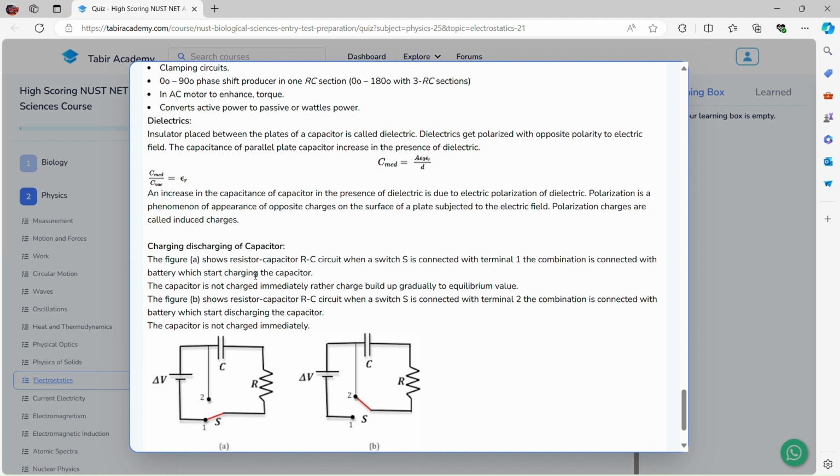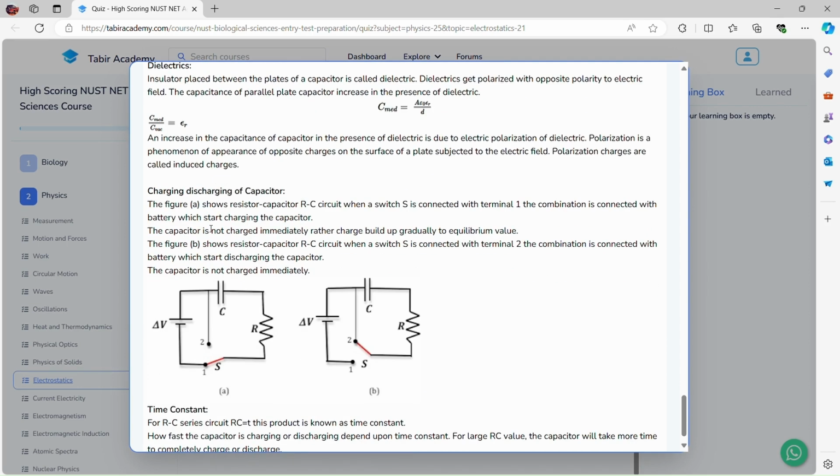Charging and discharging of capacitor. Figure A shows a resistor capacitor RC circuit. When a switch S is connected with terminal 1, the combination is connected with the battery, which starts charging the capacitor. The capacitor is not charged immediately, rather charge is built up gradually to an equilibrium value.